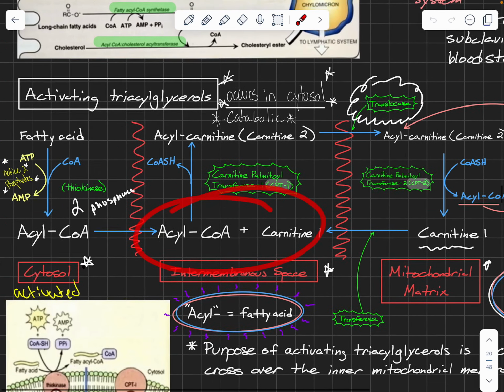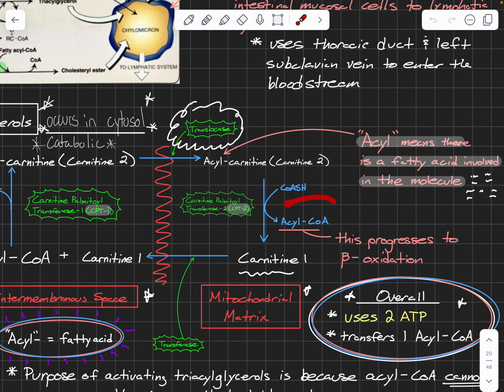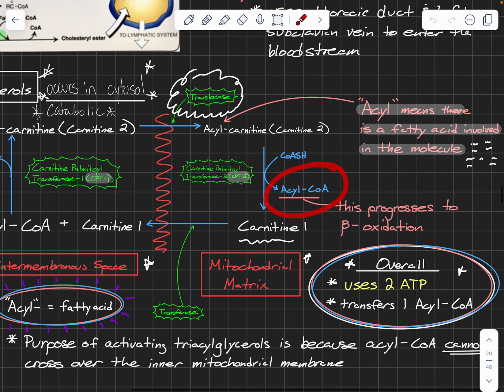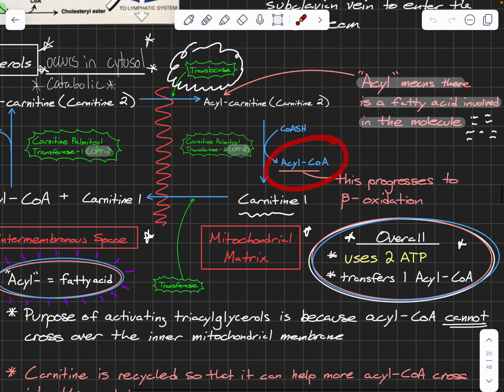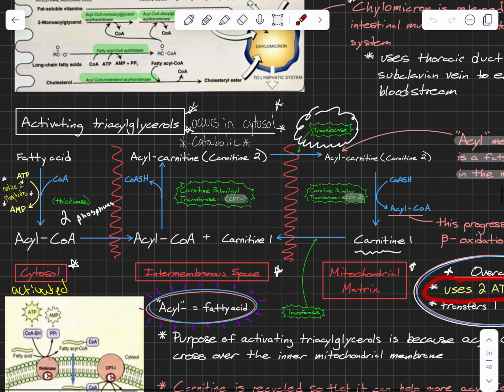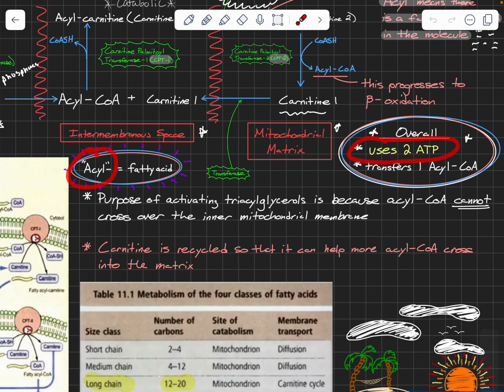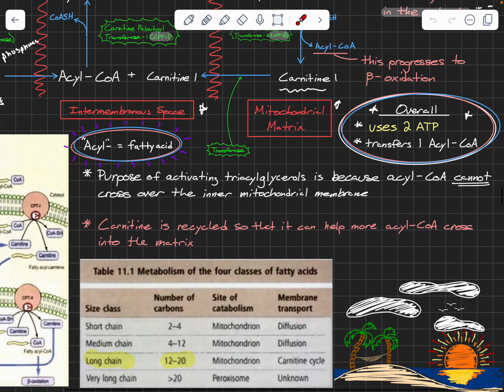So the main point of triglyceride activation is just trying to get this acyl-CoA all the way into the mitochondrial matrix so we can progress into beta oxidation. And we're just talking about the transfer of one acyl-CoA here, and we use 2 ATP because we were dropping off a couple phosphates over here. And also, anytime you guys see acyl, we just need to know that a fatty acid is involved somehow.